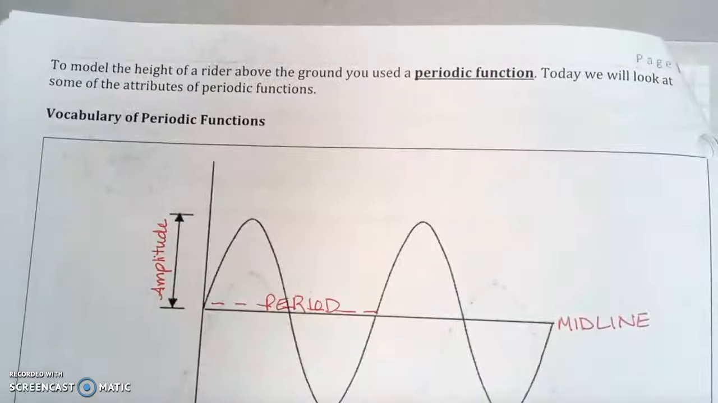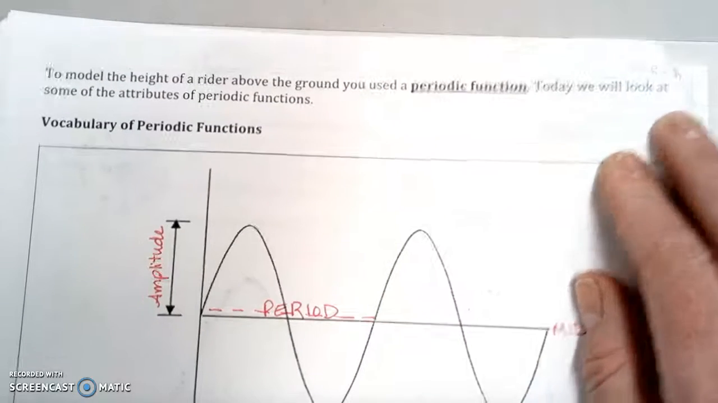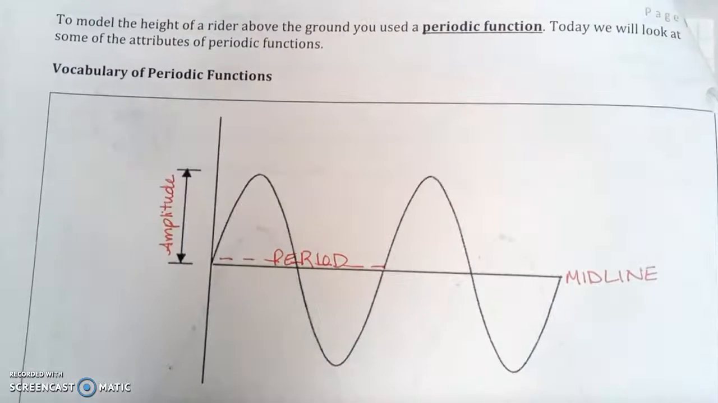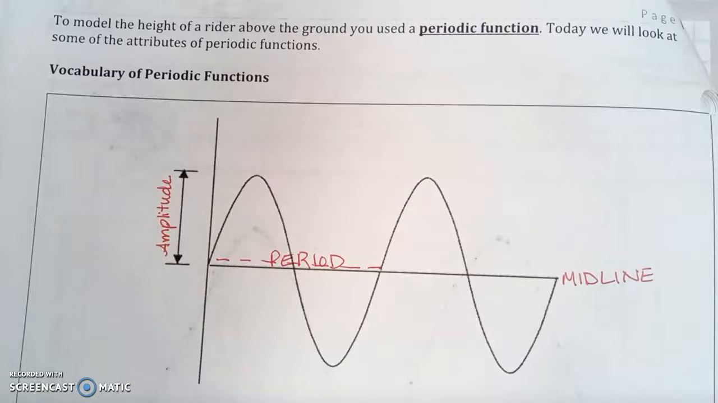To model the height of a rider above the ground, you used a periodic function. Today we will look at some of the attributes of the periodic function. This is a great little diagram to show you how it's all working. The amplitude is going to be the max height minus that midline. The midline goes right through the middle of the graph, okay? And once you get back to where you started, that's one full cycle, right? That's going to be the length of the period, okay?